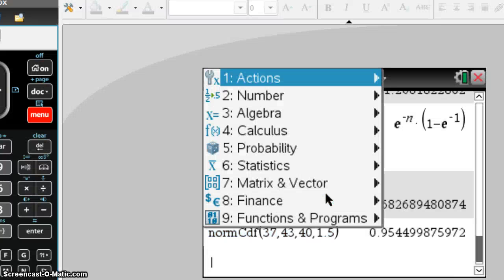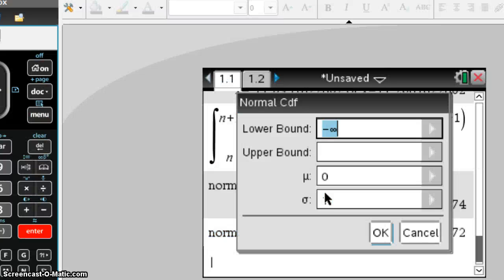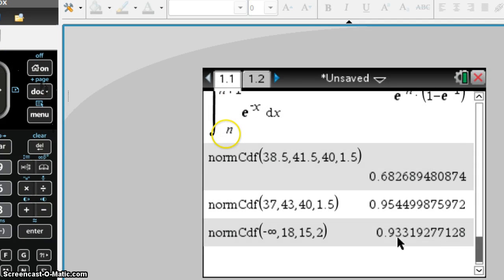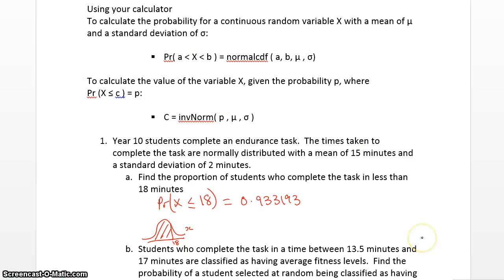Okay, so menu 5, and then normal CDF. My lower bound was negative infinity. Well, there is no lower bound, so I guess I can just leave it at that. My upper bound is 18, my mean was 15, and the standard deviation is 2. And I'm going to push OK, and I get 0.93319, which is exactly what I had over there.